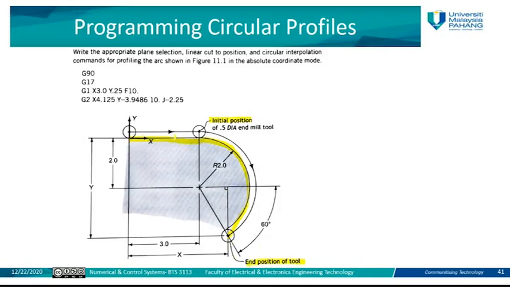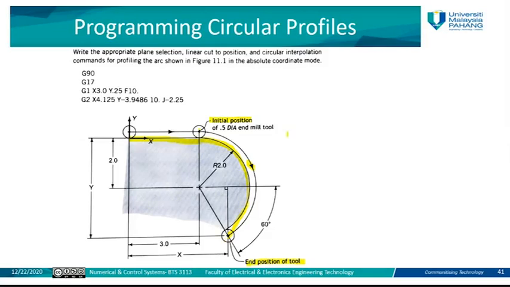So in the beginning you have G1. This G1 will give you the linear profiling until this point. Then from this point to that point, we are going to use G2 because it is clockwise. You can see the direction here is clockwise, so we are going to use the G2 command. And we need to define the coordinates for these two points, the start point and the end point.